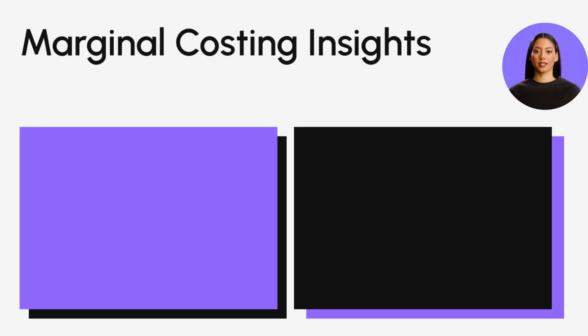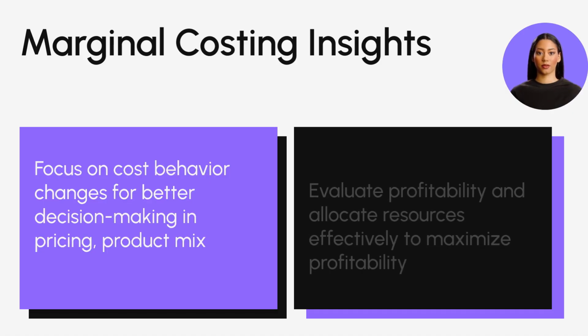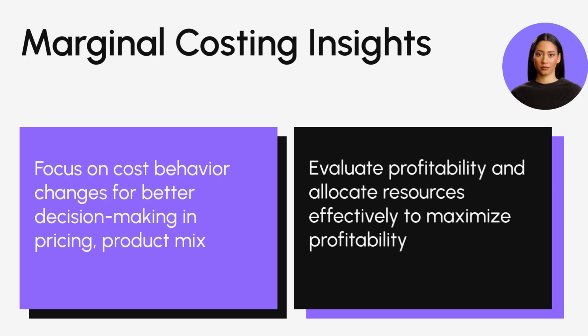Marginal costing provides insights into decision-making by focusing on cost behavior changes. Key situations include pricing, product mix, and special orders. It helps in evaluating profitability and resource allocation. This method supports informed decisions to maximize profitability.